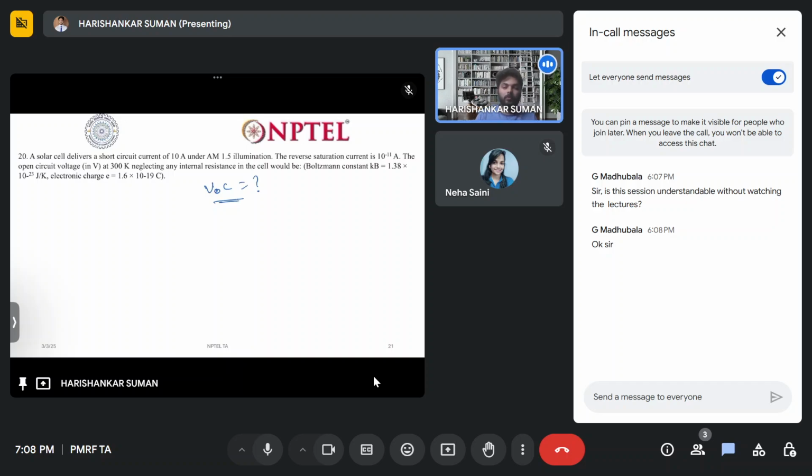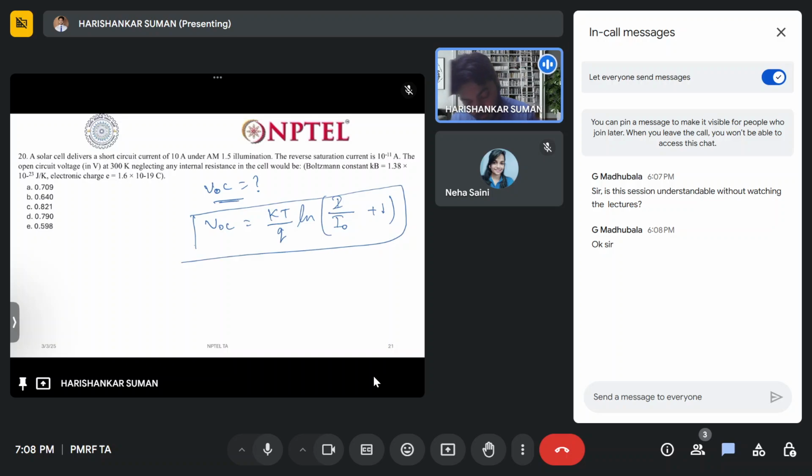Let me write down V equal to, you can use this formula. Please calculate the VOC. You can take 5 minutes for this question.